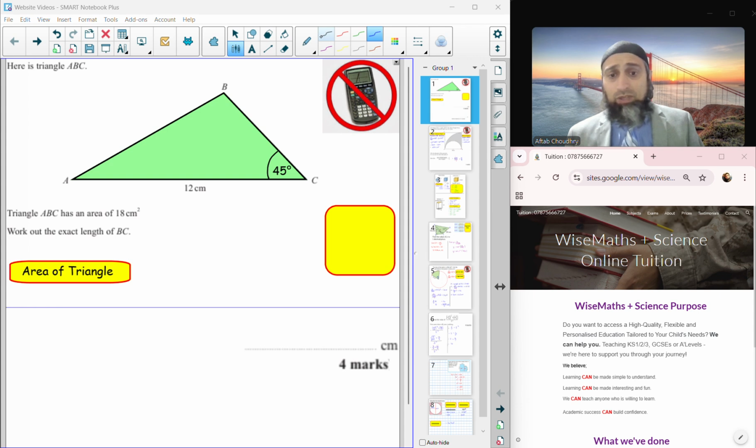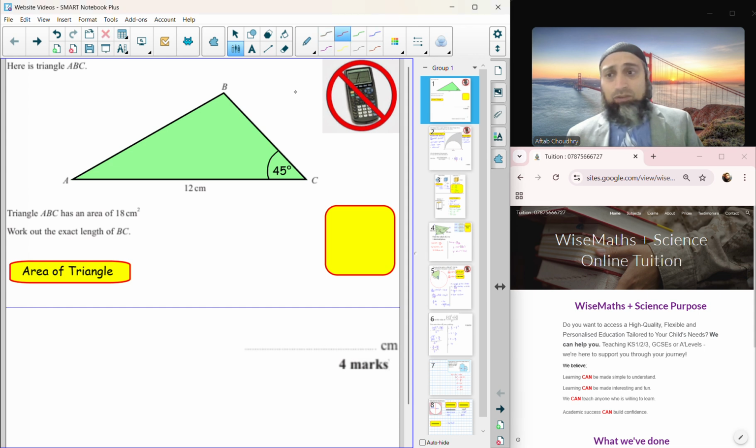Today we're looking at this non-calculator 4-mark question. It gives us a triangle ABC, which has a 45 degree angle, and the triangle ABC has an area of 18 centimeters squared, and it would like us to work out the exact length of BC.